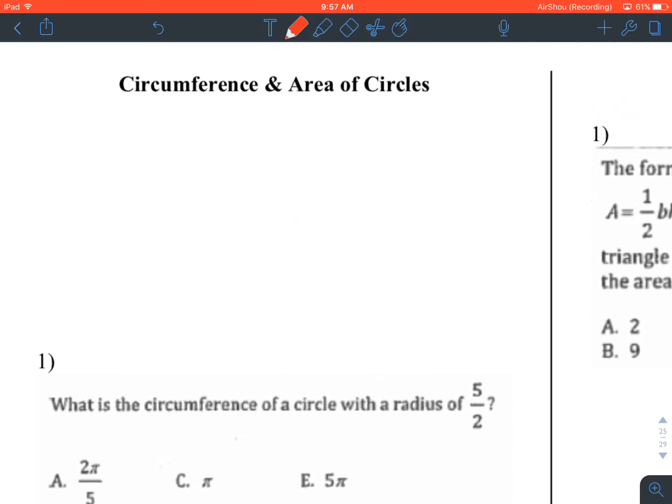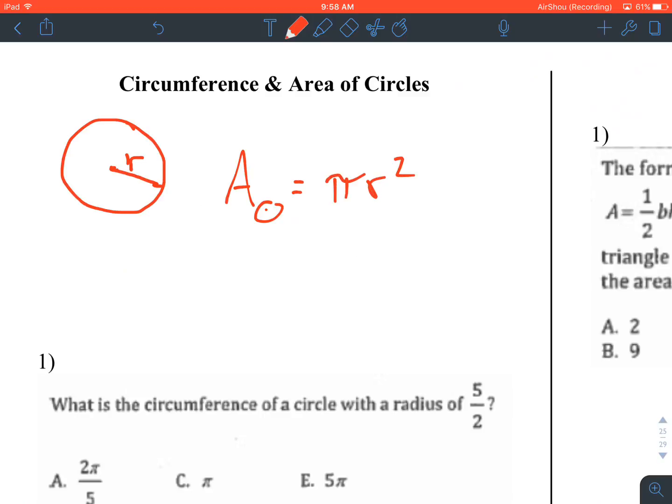Circumference and areas of circles. A circle is a collection of points the same distance away from a given point. That given point is the center. The distance from the center to the circle is known as r. To find the area of a circle, you take pi times r squared. To find the circumference of a circle, which means the same thing as perimeter, but circle's too special to use that word, precious little circle, it's 2 times pi times r, which is the same thing as pi times the diameter, because 2 times r, twice the radius, is the diameter.